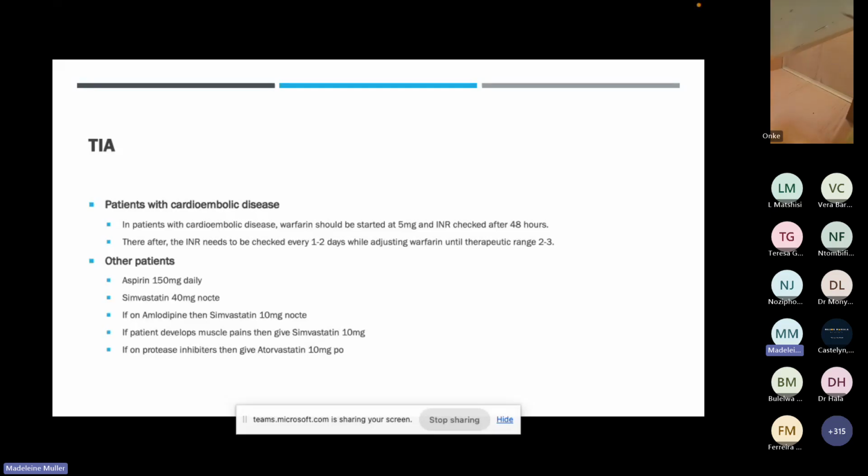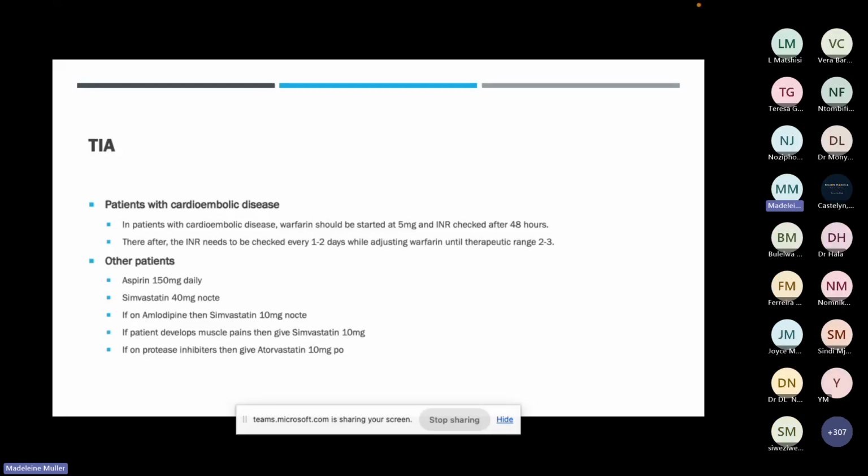Other patients need to receive aspirin 150 milligrams daily, simvastatin 40 milligrams nocte, and then if on amlodipine, then simvastatin 10 milligrams. If the patient develops muscle pains, then give simvastatin 10 milligrams, and then if on protease inhibitors, then you give atorvastatin 10 milligrams.